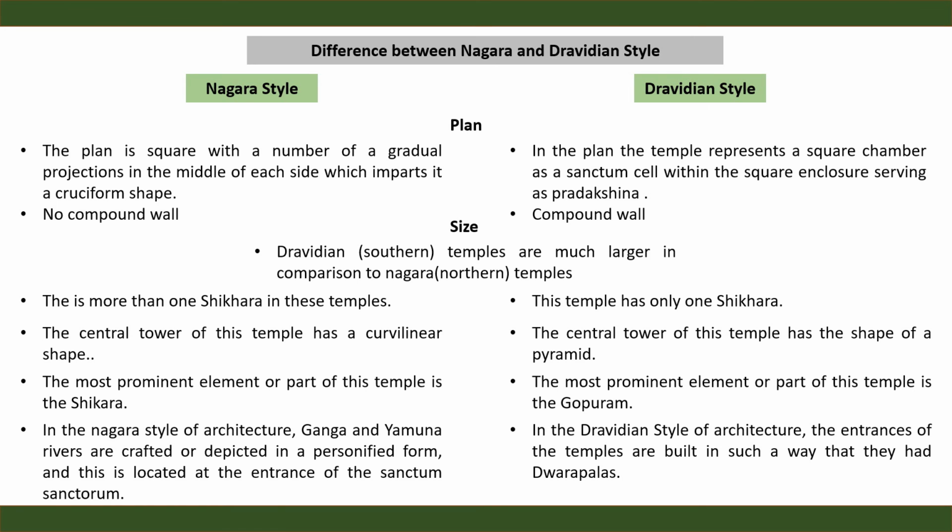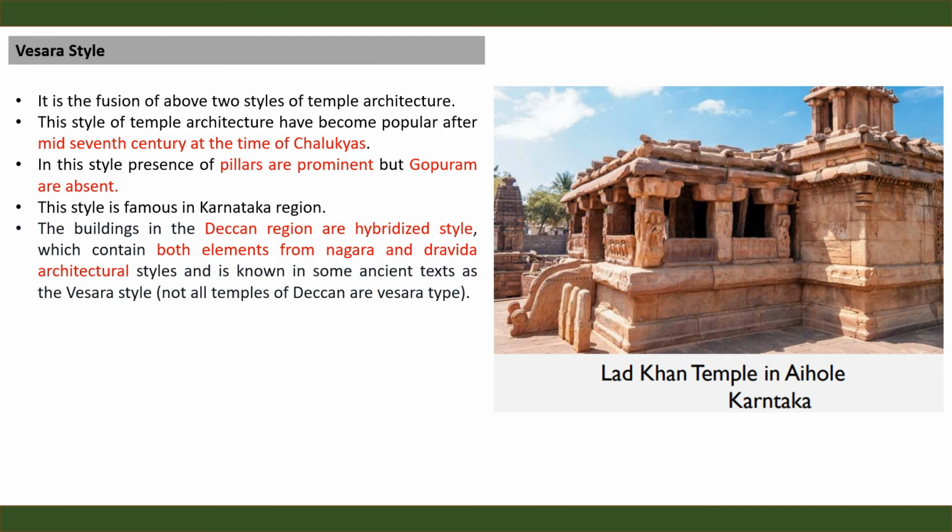Next, the third style of Indian temple architecture, that is the last part of this session, that is Vesara style. It is the fusion of the above two styles of temple architecture. This style of temple architecture became more popular after the mid 7th century at the time of Chalukya. In this style, the presence of pillars is more prominent, but gopurams are absent. This style is famous in Karnataka or the Deccan part of India.